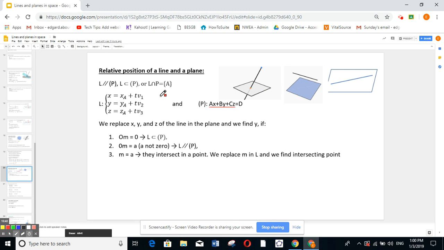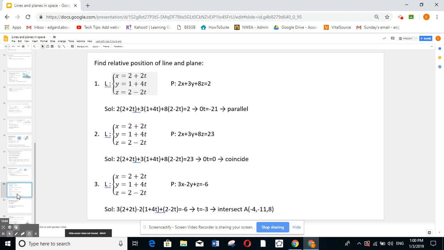Relative position of a line and a plane is very simple. Either they intersect, or are parallel, or the line is inside the plane. Let me go directly. You can read this one because I don't have enough time; I need to finish. So let us read it directly. Find the relative position of a line and a plane. What do you do? You replace x here, y here, z here.